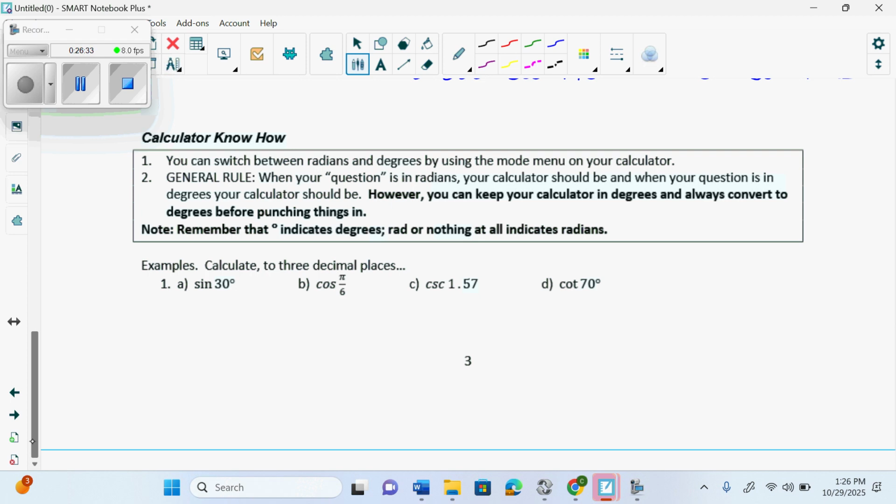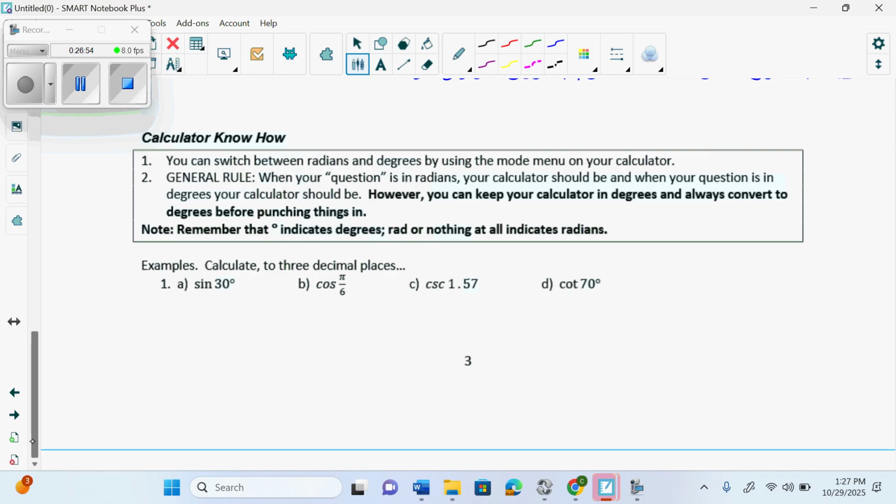30 degrees. What do I need to be in? Degrees, because it says degrees. So I go to mode, make sure I go to degrees and hit enter. And then if you want out, you cannot press clear 7,000 times, which is what I see you guys doing. You can just go second mode. Second mode gets you out of that screen.